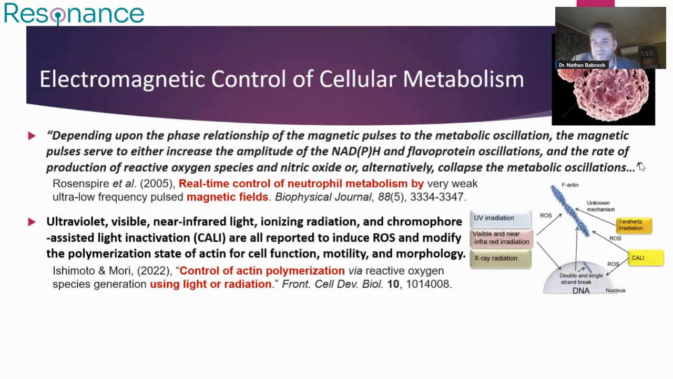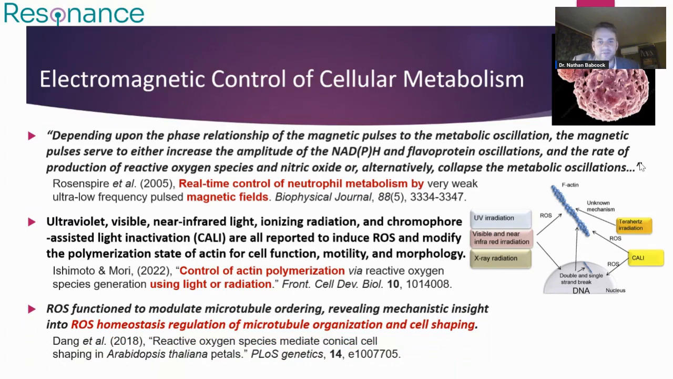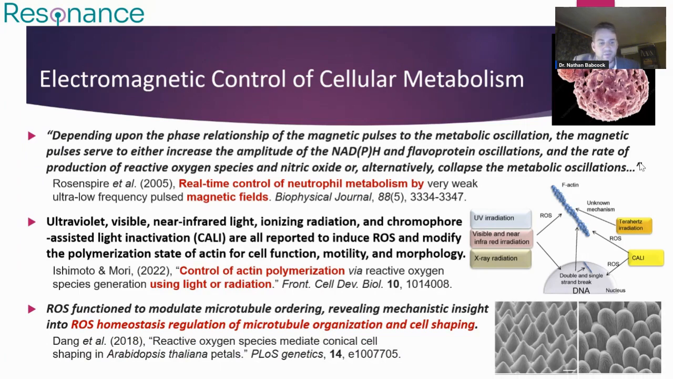So we know that UV radiation, visible and near infrared radiation, even X-ray radiation can have an influence on the reactive oxygen species that control things like the cytoskeleton, both through the microtubules and the actin network, which has interesting implications for medicine and health biology in general. Now, reactive oxygen species has also been shown to modulate microtubule ordering, revealing mechanistic insight into reactive oxygen species homeostasis that in turn controls the actual shape of the cell.